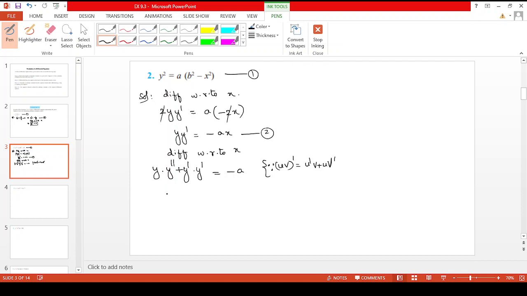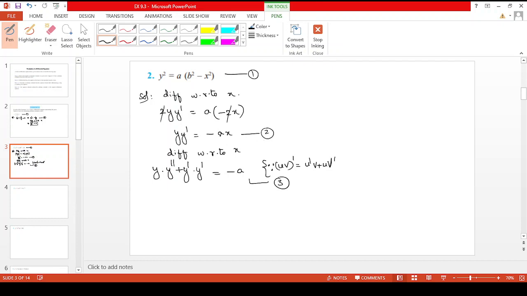uv dash. So here this is the third equation I can consider. Now can you see, earlier when we were doing second time differentiation it was free from arbitrary constant. Here after doing it we have to work with an arbitrary constant. We have to eliminate this one by using equation 2 and equation 1.